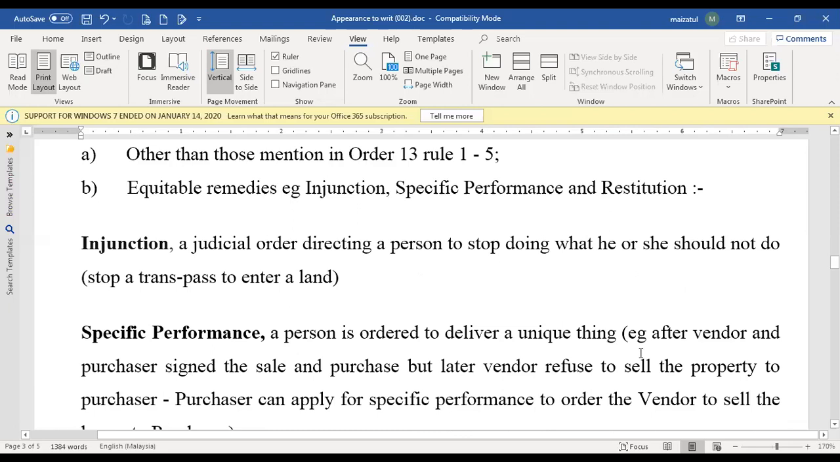For example, you stop a trespasser from entering your land because you know someone entered the land and is doing something on your land. So you file an injunction to stop such a person from doing something on your land, per se.